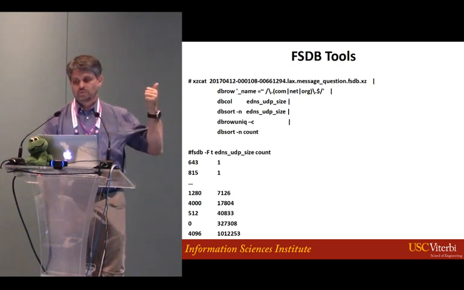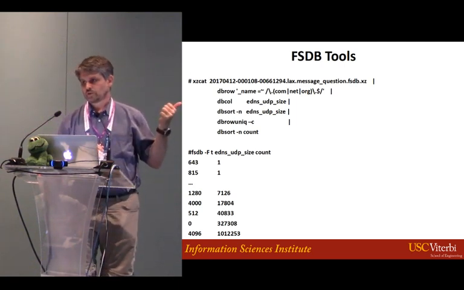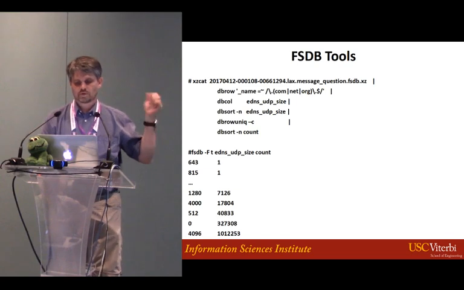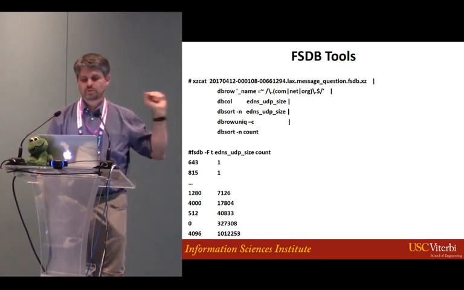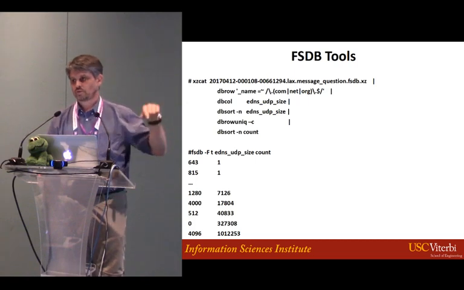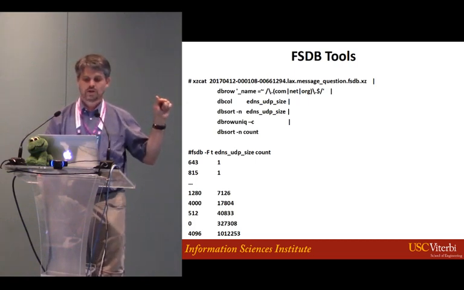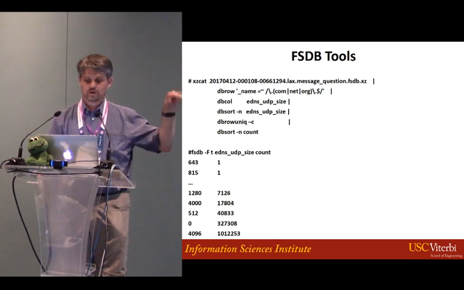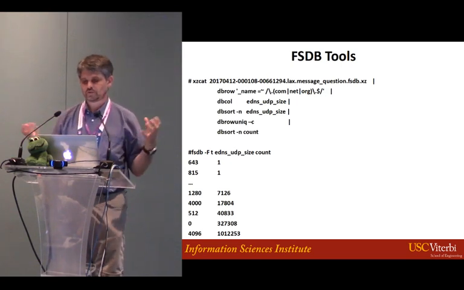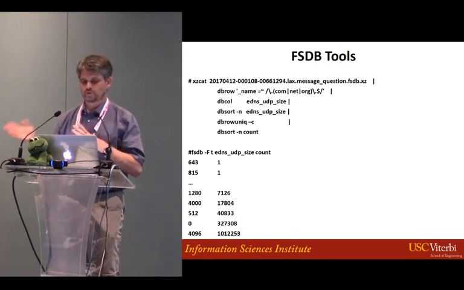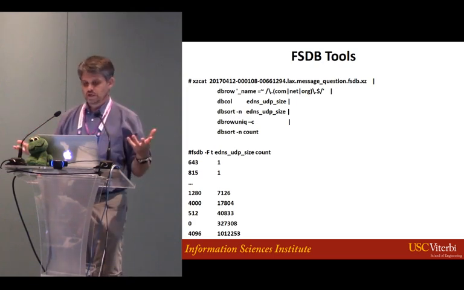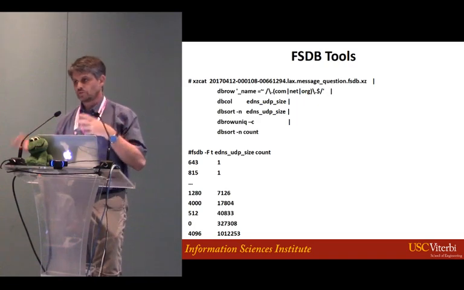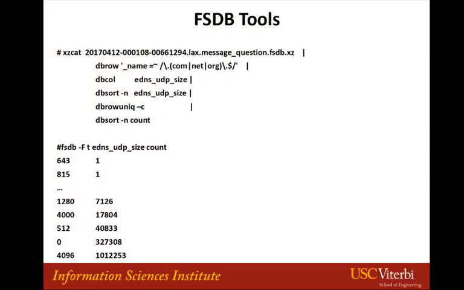So this is an example of the types of queries that I can generate really quickly. I did this over lunch. So I'm catting the encrypted file to db-row, which is selecting all the COMNet and orgs using a regular expression, and then piping it to db-col, which is just selecting EDNS UDP size as a single column output. Then I'm sorting based on that, running unique on it and counting, and then sorting based on the resulting count.